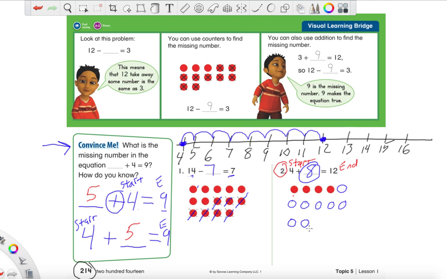Okay, let's go on to page 215, and we're going to do one more together, and I'm going to explain why we're doing this last one together, because it's going to look a little weird, okay? So let's go check it out.